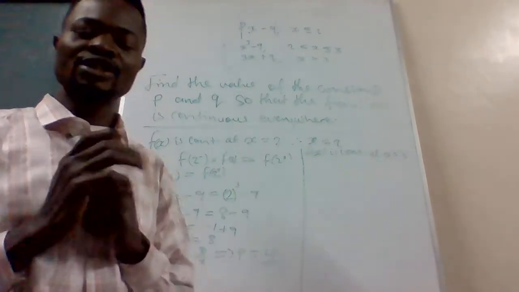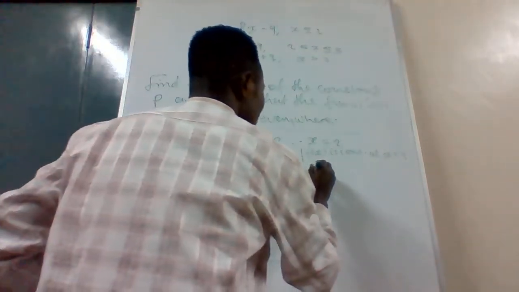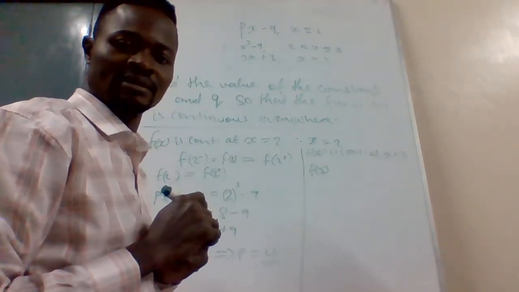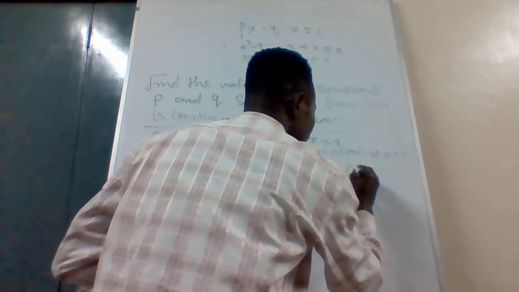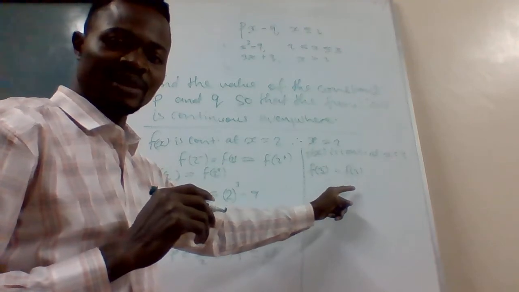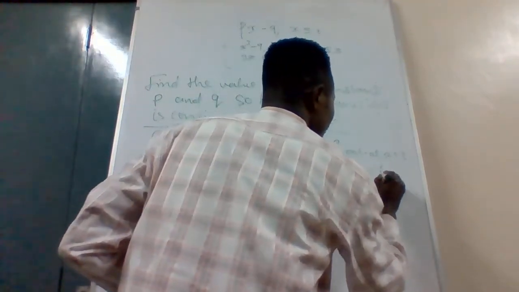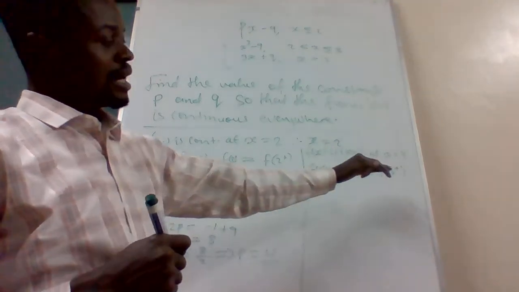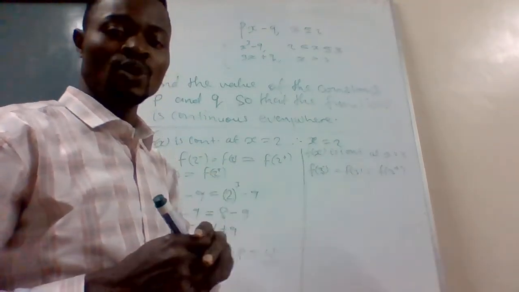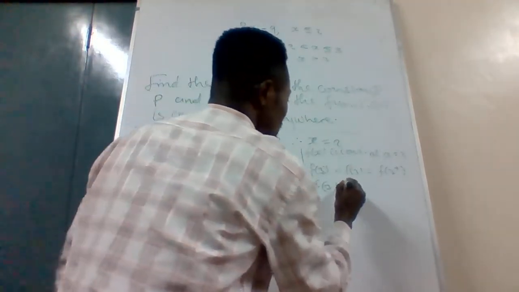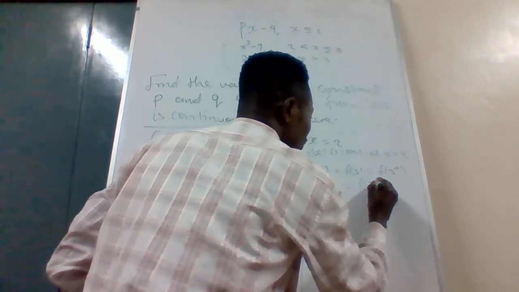And if it is continuous at x equals to 3, it therefore means that our f of 3 from the negative side is equals to f of 3. And if it is equals to f of 3, it simply means that it is also equals to f of 3 from the positive side. I hope you are getting the logic. And if it is equal from the positive side, what we have done is that f of 3 from the positive, which is just f of 3, is equals to f of 3 from the positive.